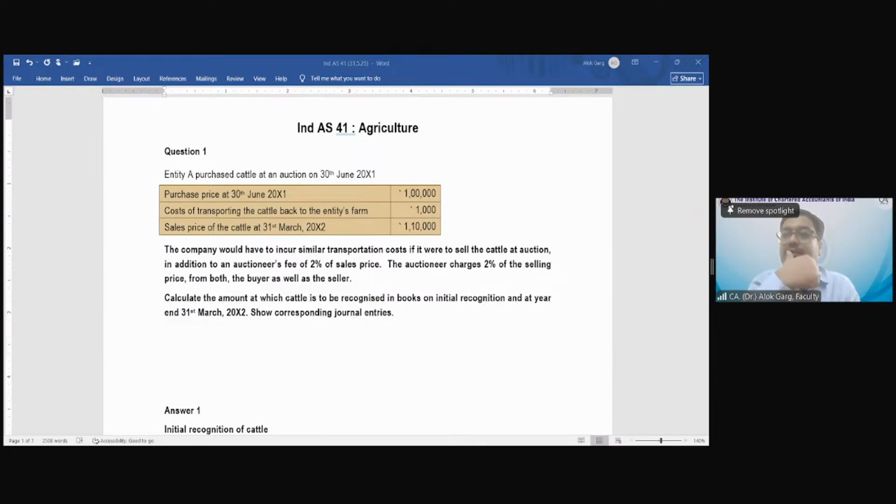Right? So where will the differential 6,000 go? Loss. Loss on initial recognition. Okay.